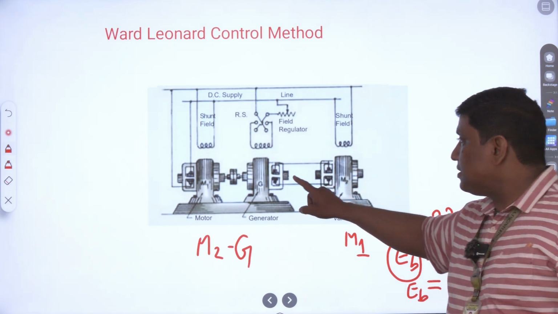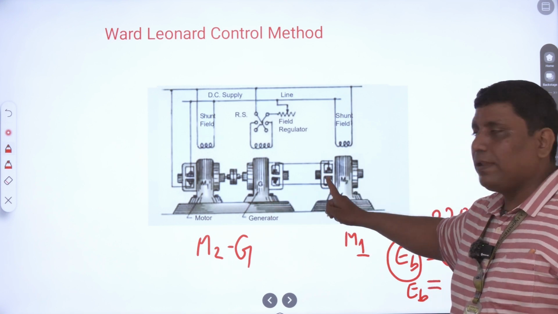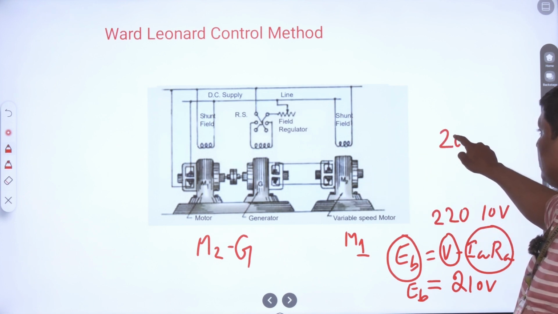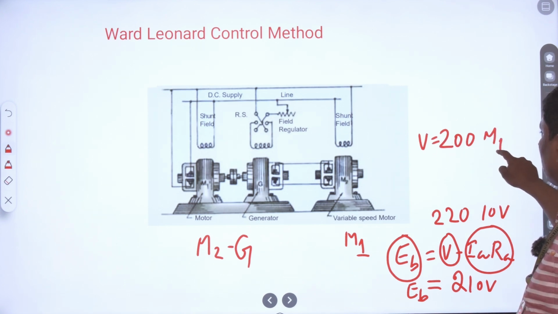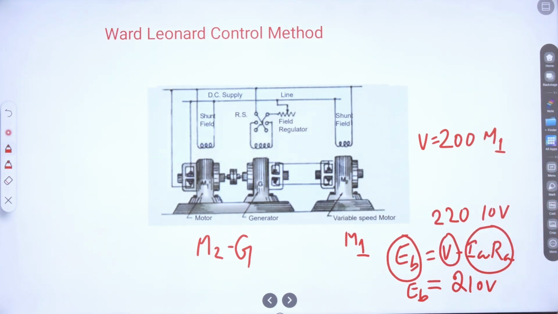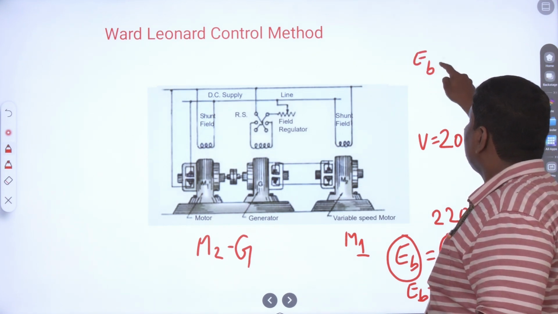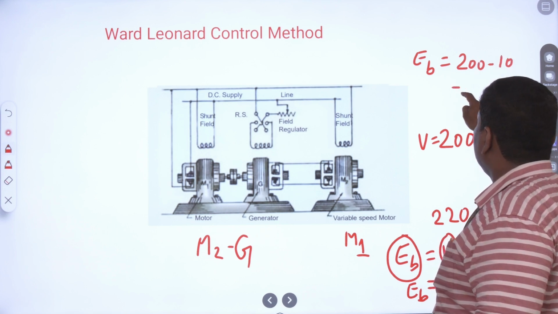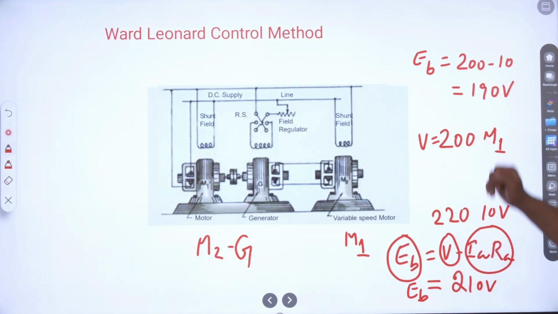Now I am adjusting the field regulator of the generator, then the supply voltage is 200 for the M1 motor. Okay, now we supply 200 volt to the M1 motor. Now what is the value of EB? Definitely the EB value is 200 minus 10. Now the EB value is 190 volt.